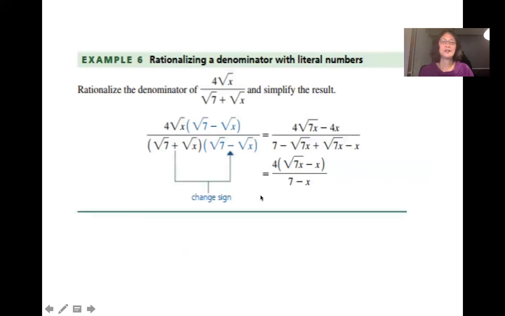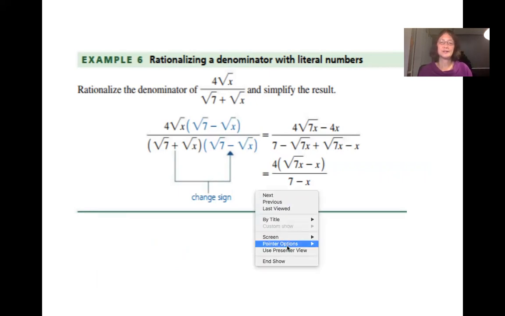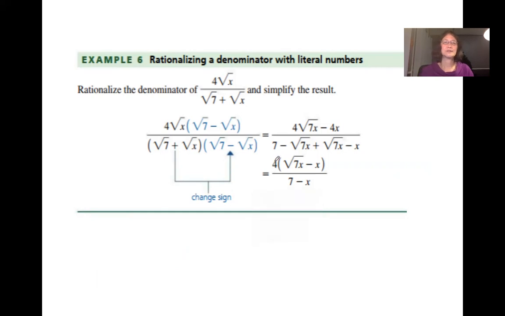So this one is about rationalization. Rationalize the denominator of this expression. The purpose of rationalization is to get rid of the radicals in the denominator position. We don't want to see these radicals in the denominator position. Okay, so how do we get rid of it?